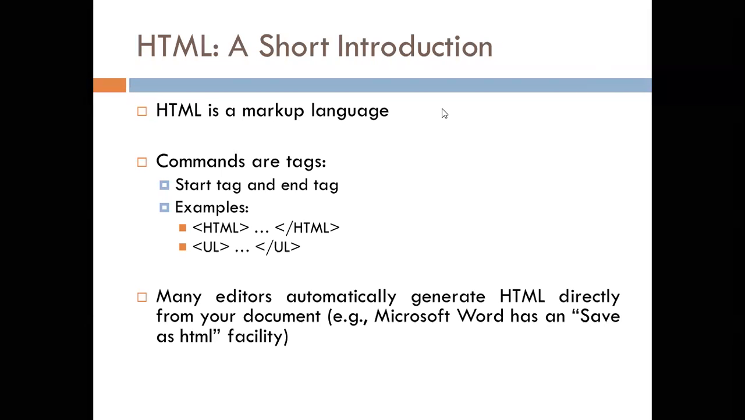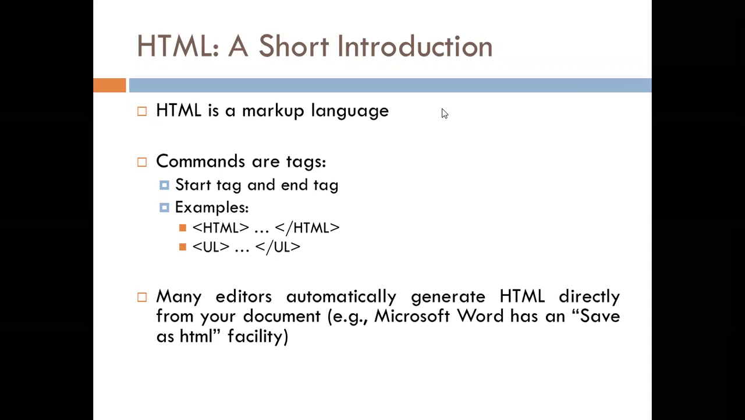So in short, HTML is a markup language. Here the commands are called tags. There will be a starting tag and an ending tag. You can observe over here, the ending tag is indicated by this forward slash. We have many editors which automatically generate the HTML file directly from our document. All the web pages we see on a browser, from our Facebook account to Hotstar, Voot, Netflix, everything is built on HTML only.